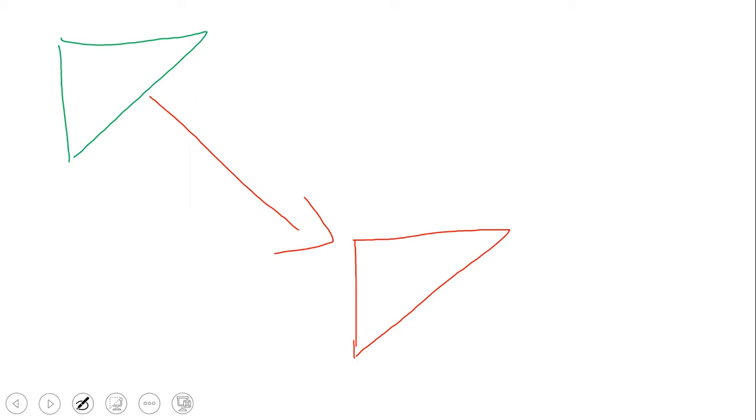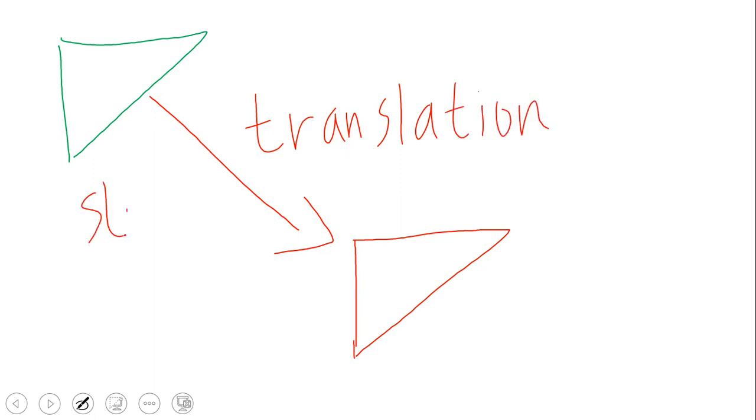Okay. So that is translation. So it's a translation. So we just slide it. Slide it across.